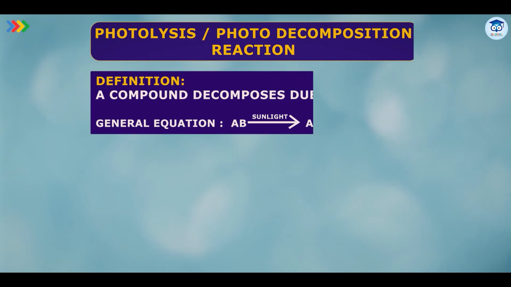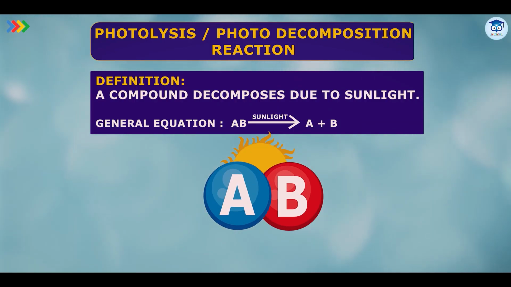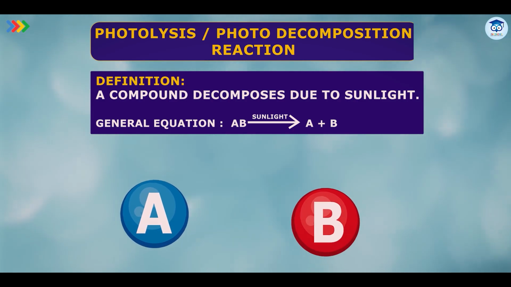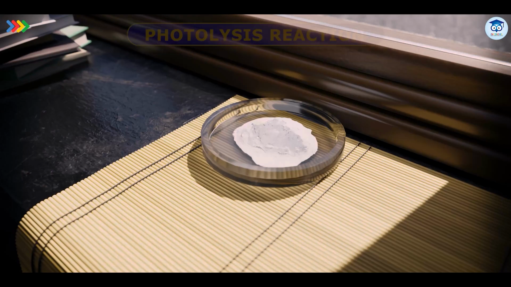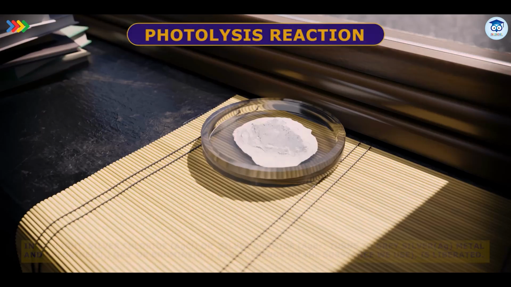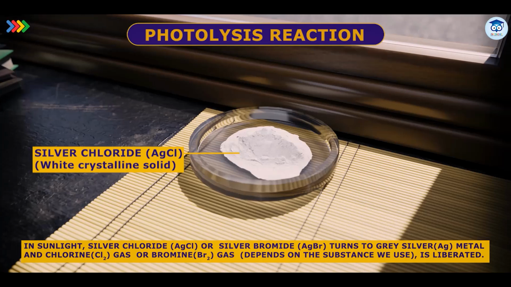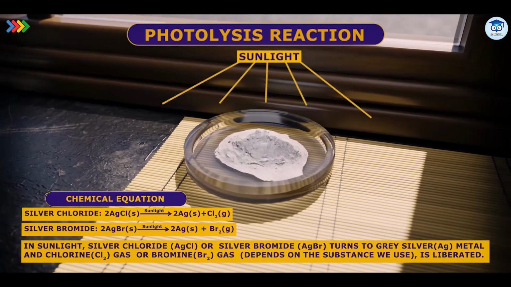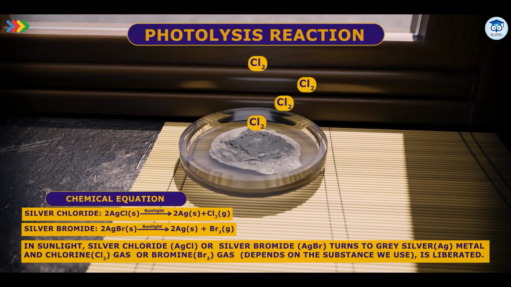That means we have taken the energy from sunlight and that energy is utilized to do the decomposition reaction. So a compound will decompose due to sunlight. Some examples that we can see over here: silver chloride or silver bromide will decompose into silver metal and chlorine gas, or bromine gas depending on the compound we have taken, in presence of sunlight.